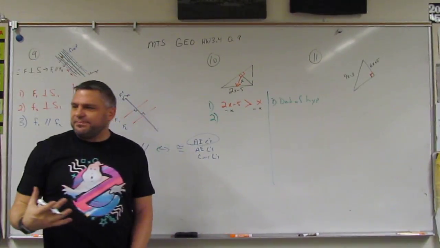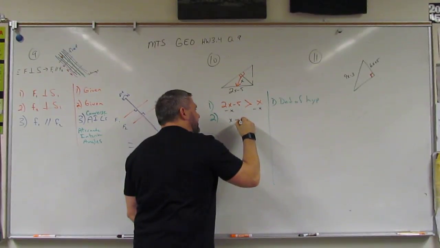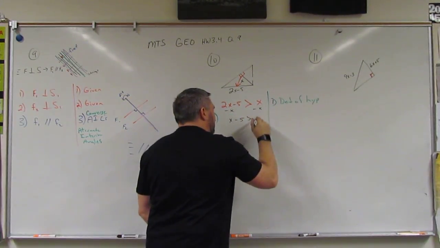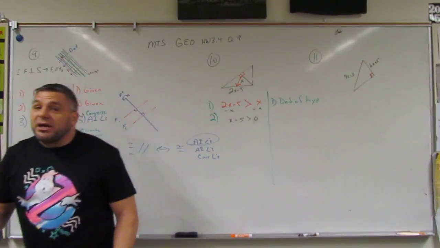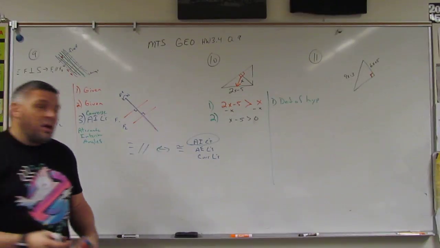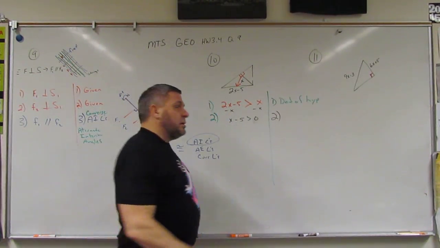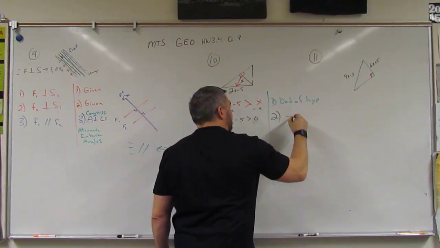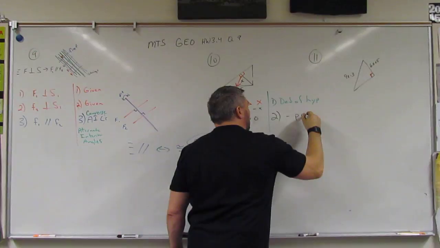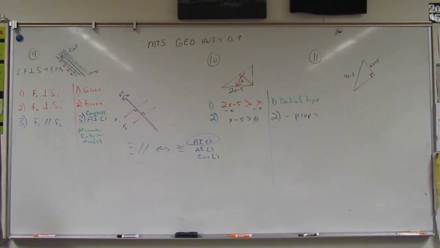Does that make sense? So I'm going to subtract x from both sides, and I get x minus 5 is greater than 0. Because if there's nothing over there, then I have a 0. Right? What postulate is that? Subtraction. Yes. Subtraction property of equality. I'm sorry, my bad.